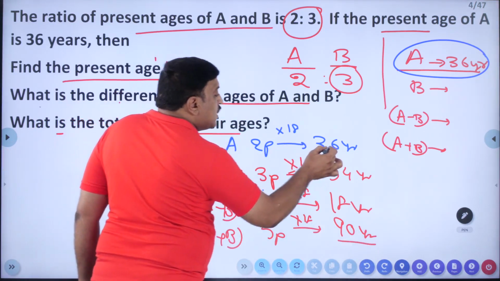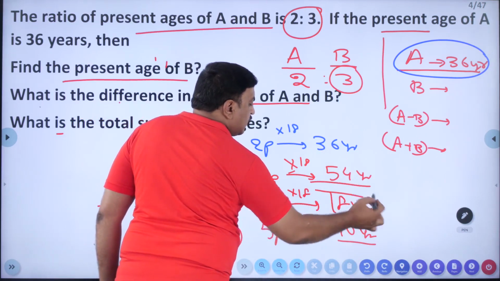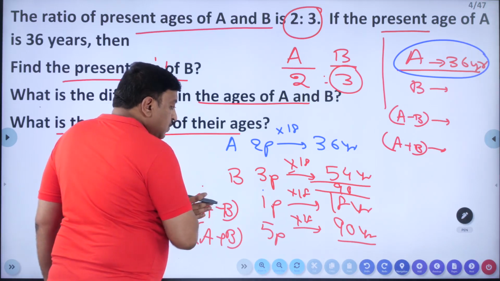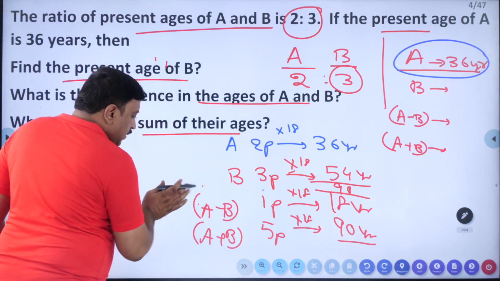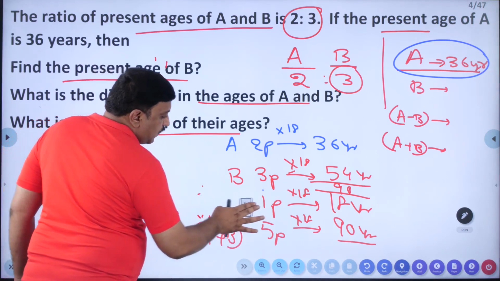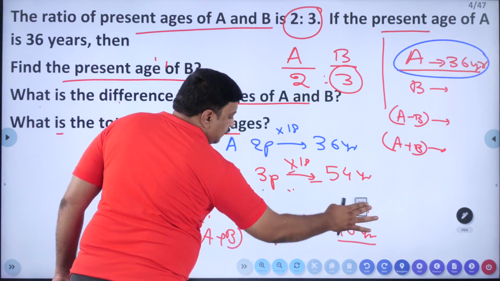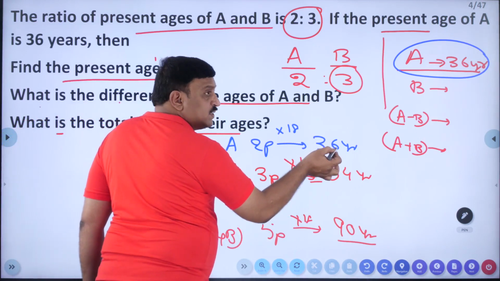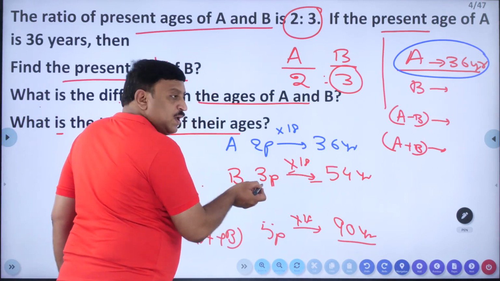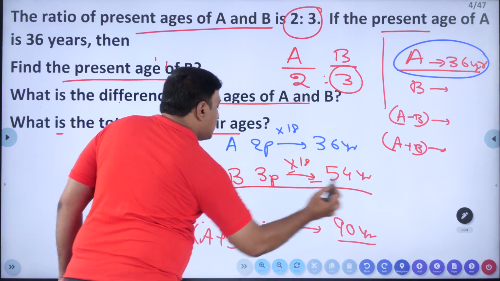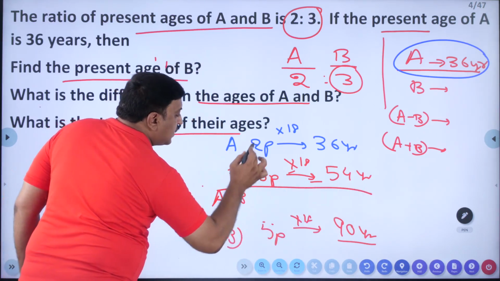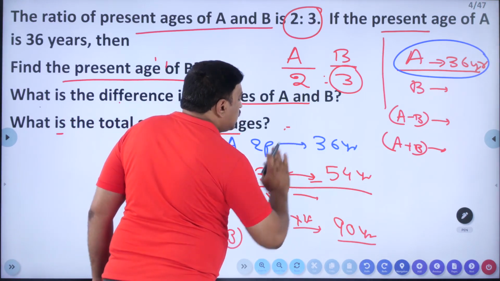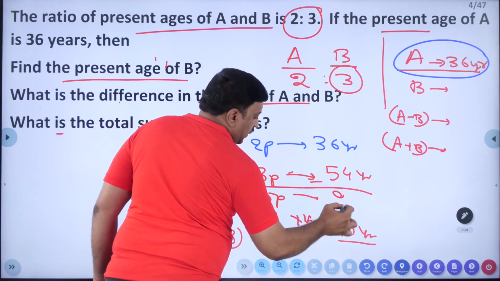Just see A and B: 36 years and 54 years. If you add here itself, it is 90 only. That means no need to go for the sum with 5 parts also. Already 2 parts is given, we need to find only B, that is 3 parts, 54, then add both of them. A plus B is nothing but 5 parts. 36 plus 54, that is 90.